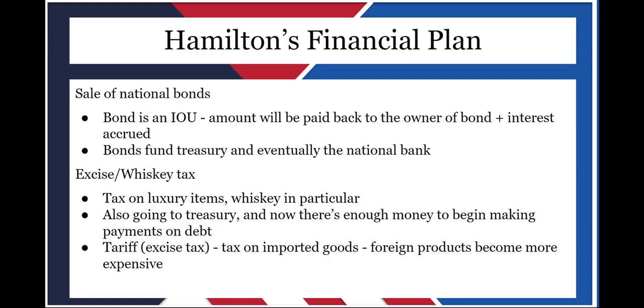And finally, they also had another way to raise money, an excise tax and a whiskey tax. So an excise tax was mostly a tax on luxury items, whiskey in particular. This was also going to help fund the Treasury. And once these taxes were implemented, there was enough money to begin making payments on the debt, which is really, really important.